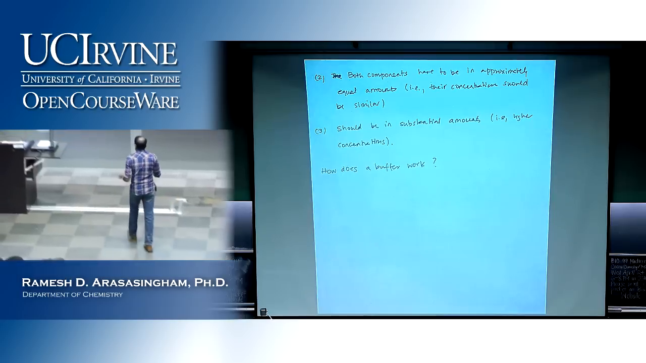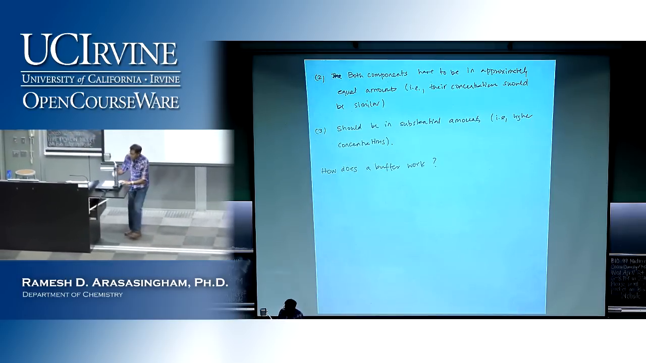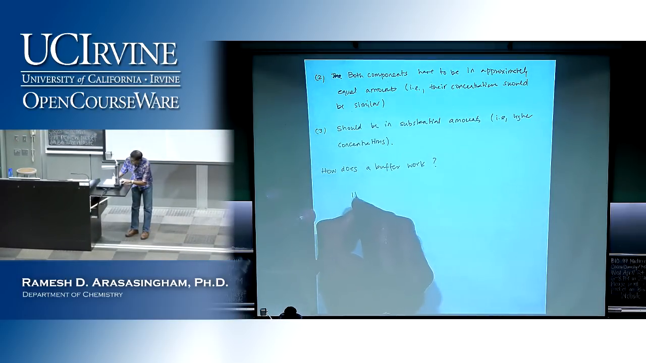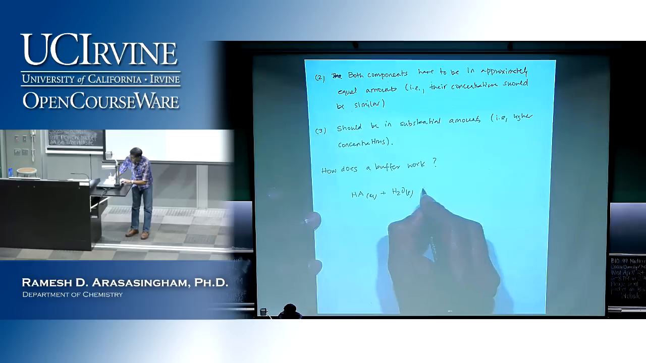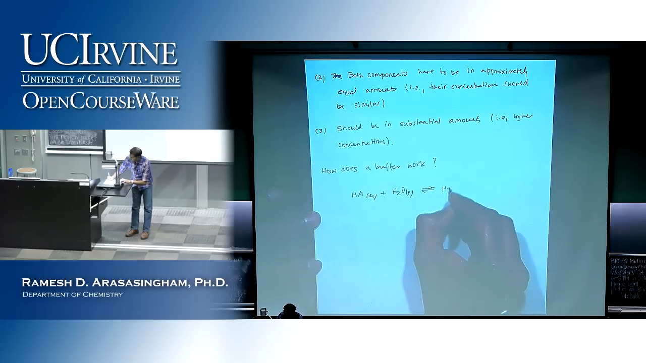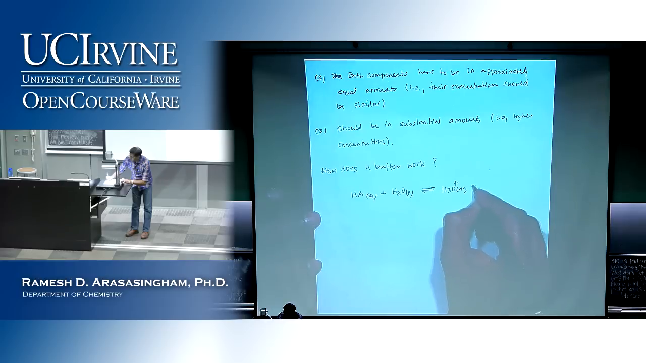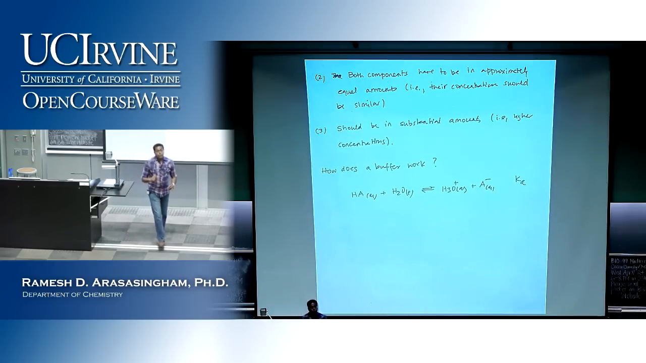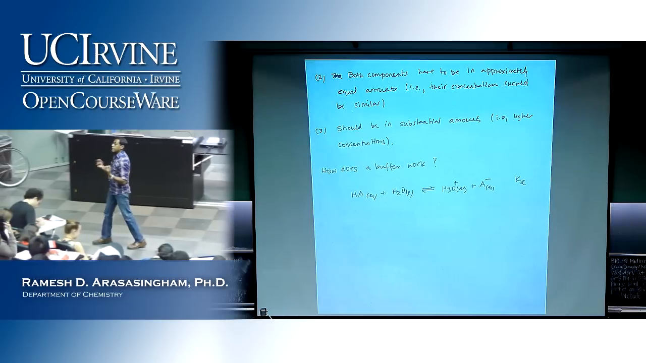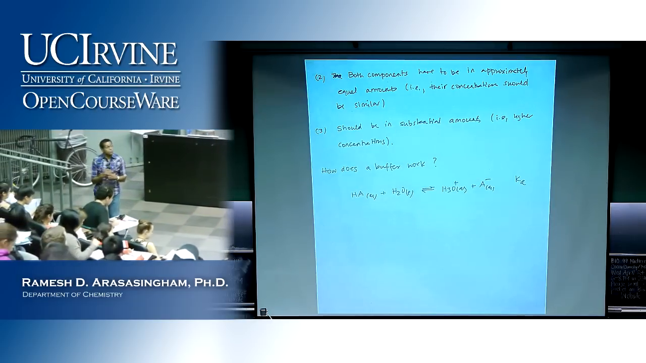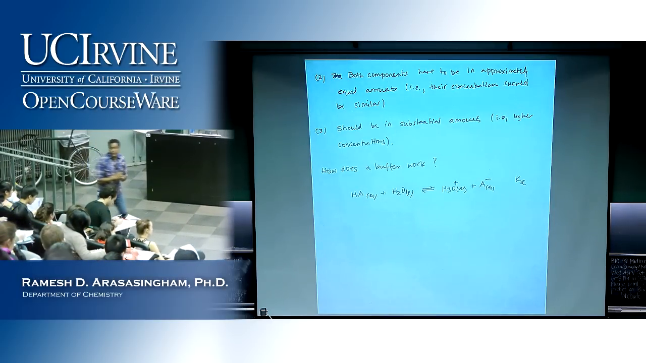So if I have a weak acid and its conjugate base, then let's start with a generic weak acid. We call that HA. And if I place HA in water, I would establish the equilibrium where I have H3O+ aqueous plus A- aqueous. And the form in which this equilibrium is written is in the form of an acid dissociation. So this equilibrium is described by Ka.